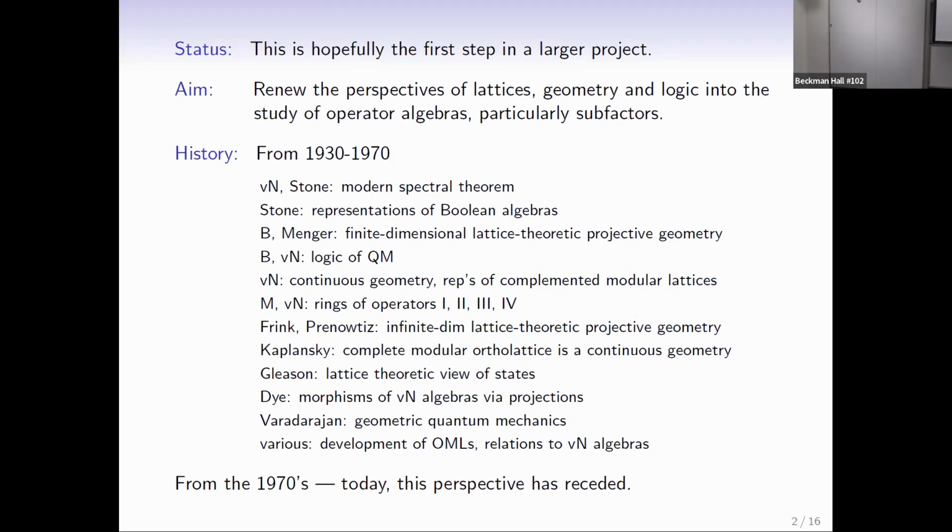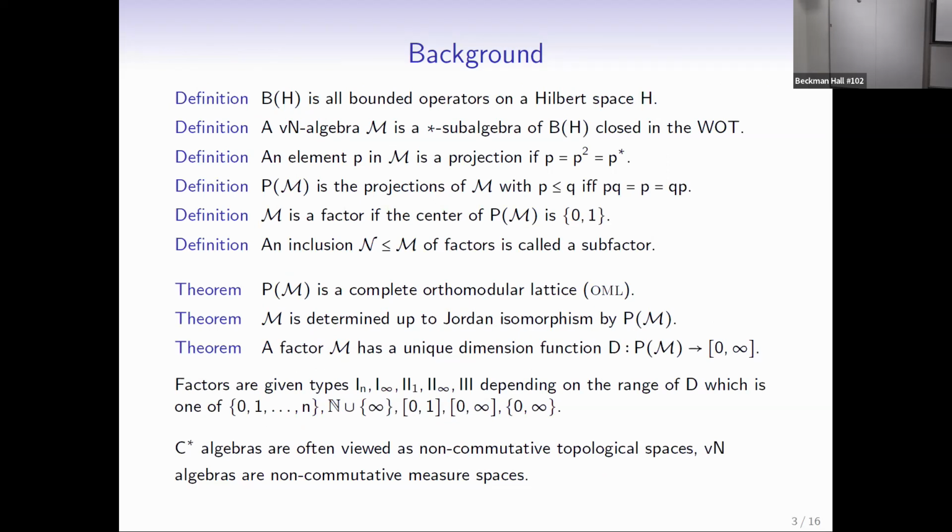Varadarajan had a geometric quantum mechanics, which basically takes the view of projective geometry. It's a bit of a generalization of projective geometry, and it lives off a fragment of projective geometry. And then various developments of orthomodular lattices related to von Neumann algebras. So this was a really cohesive, interrelated group of results. To some extent, this perspective has faded away with many developments. Of course, people still know this, but the more modern version of things does not take the same lattice theoretic perspective nearly to this extent.